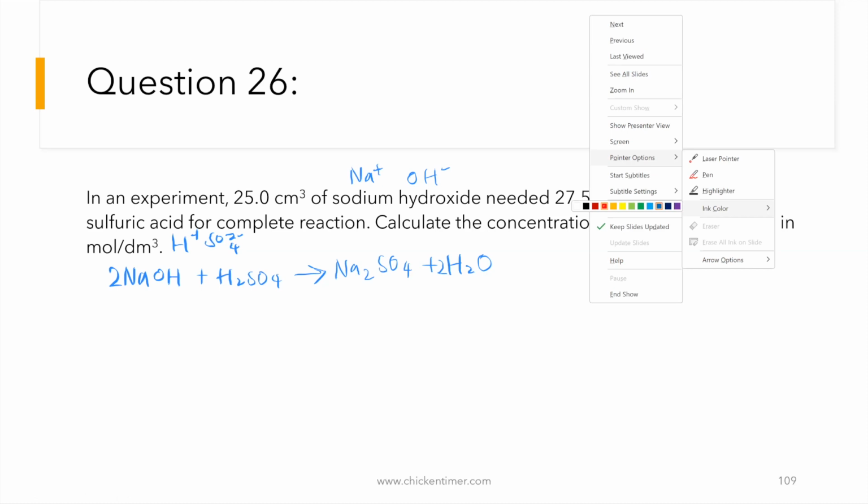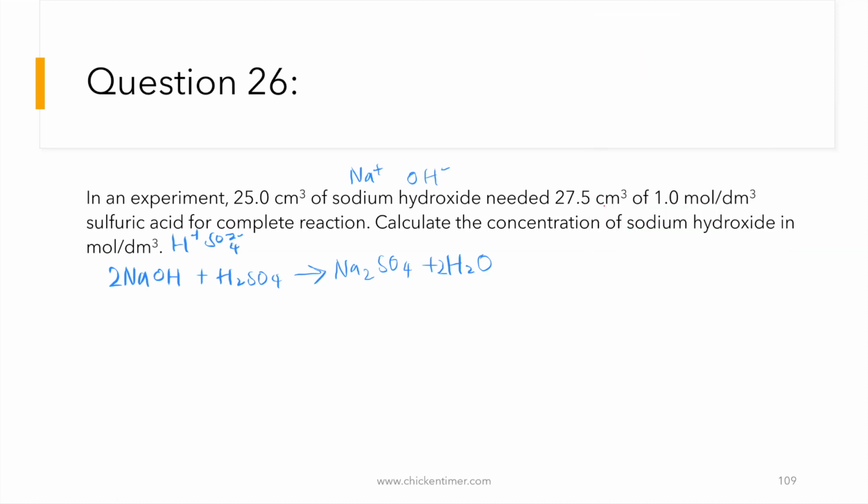Okay, so the usual method will be like this. First, you find your number of moles of sulfuric acid, because they give us the values, right? Then after that, you use mole ratio to find the number of moles of sodium hydroxide. Then after that, you would use your mole over volume to find the concentration for sodium hydroxide. Okay. That's the normal method.